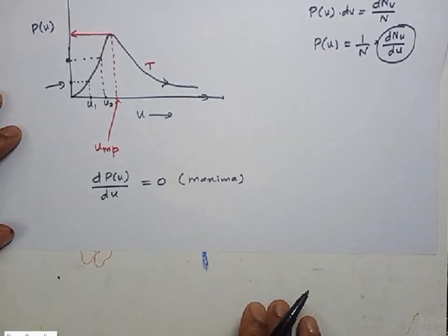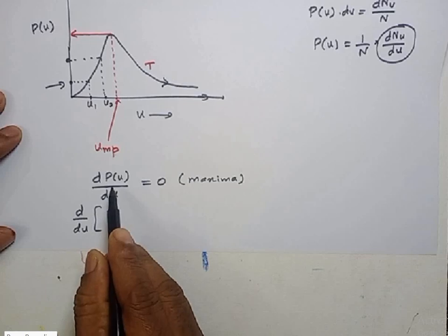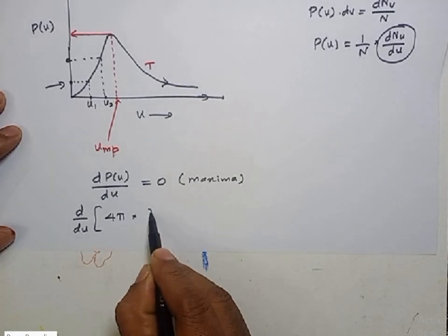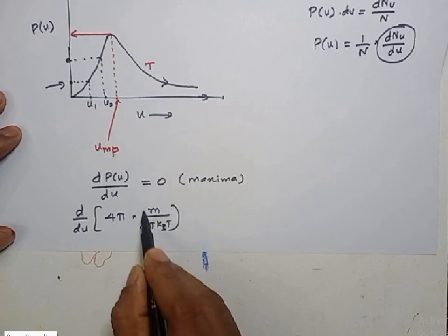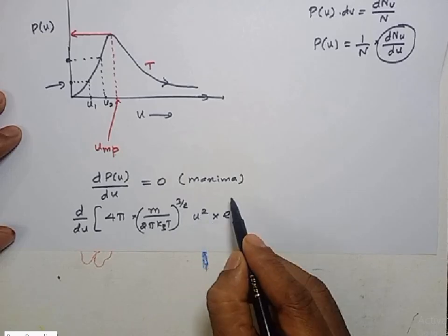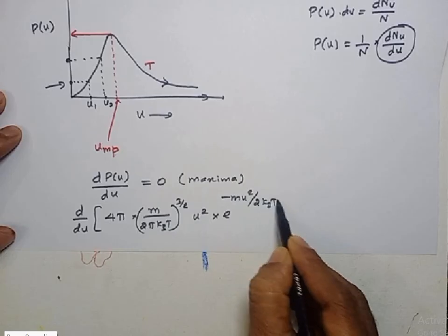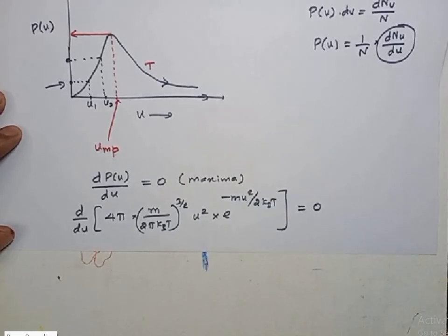Condition for maximum: d by du of P of u equals 0. Now what is P of u? P of u is equal to 4 pi into (m by 2 pi kbt) whole power 3 by 2, then u square e power minus m u square by 2 kbt. Yes, this is P of u, and that should be equal to 0.